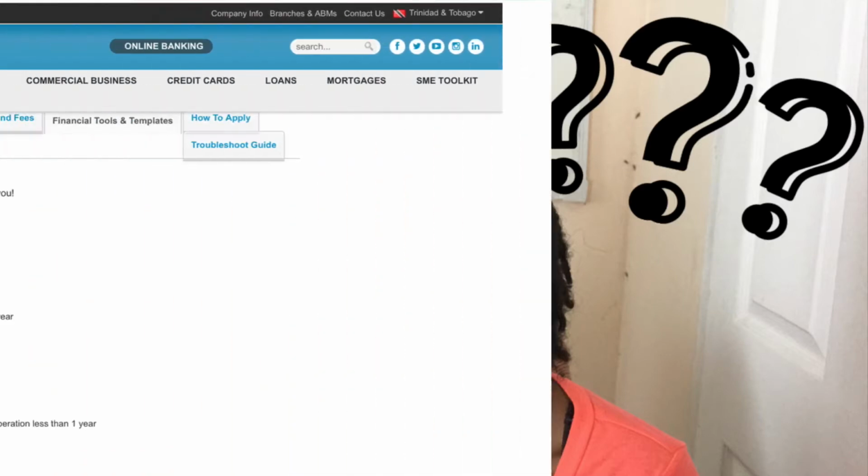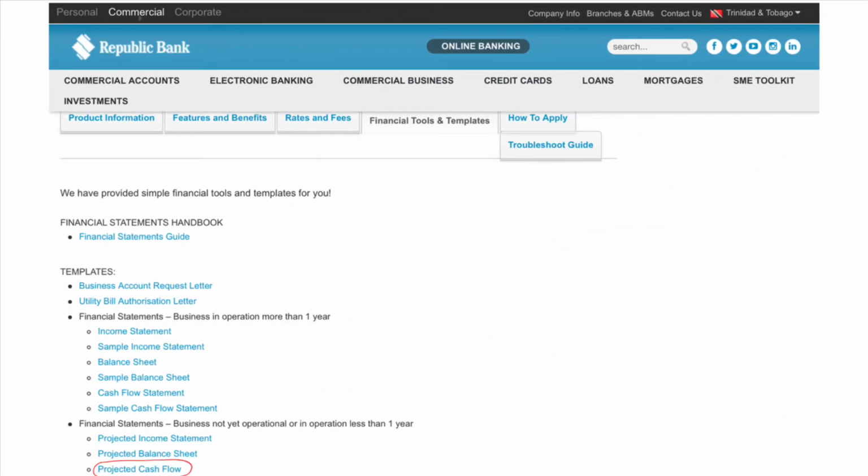So the very first time that I attempted to do a cash flow, I just opened up an Excel spreadsheet and tried to piece together the information I assumed that they wanted, which would be like the sales versus the purchases, or rather the income versus the expenses. And I didn't even realize that they also have a template for the projected cash flow and a sample.